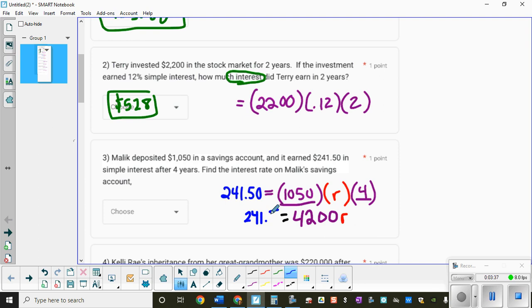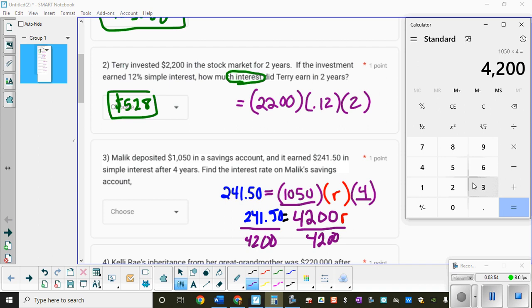So now, anytime you're trying to solve an equation for this variable, you simply divide both sides by this number. So we're going to divide both sides by 4,200, and I'll put a 4,200 over here. And then we can see what that looks like in the calculator. I'm going to take the interest, the 241.50, and divide it by the product of my principal and time. So I'm going to divide it by the 4,200.